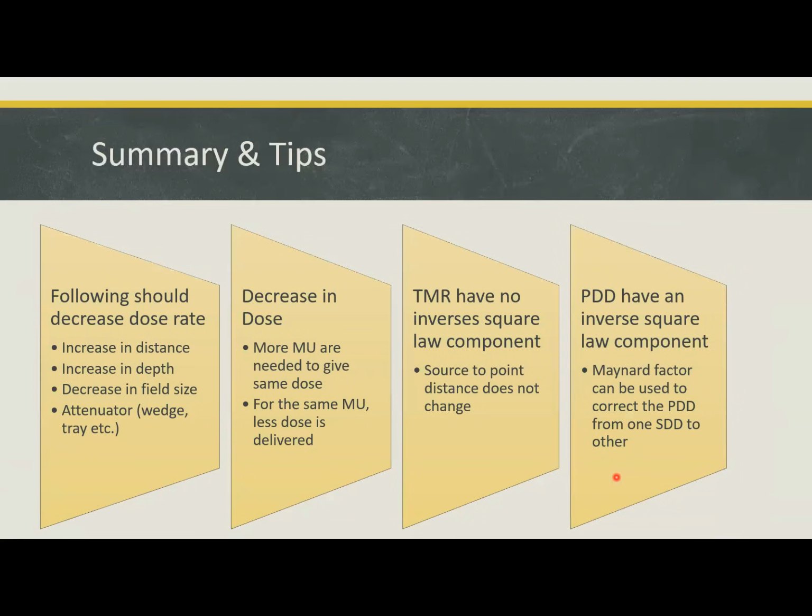So the summary of this presentation: the following should decrease the dose rate. Remember these points. An increase in distance, an increase in depth, a decrease in field size, or adding an attenuator will decrease the dose rate. With a decrease in dose rate, more MUs are needed to give the same dose. For the same MUs, less dose will be delivered. TMR has no inverse square law component, and PDD has an inverse square law component.